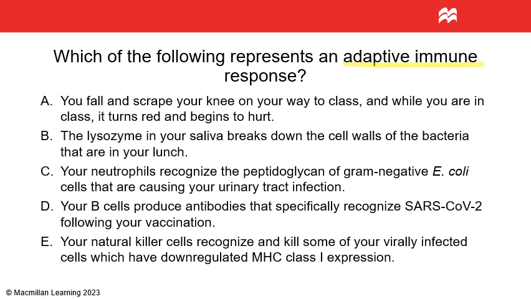D. Those are going to be your B cells. Remember, those are your lymphoid lineage cells, and those are going to specifically produce antibodies. So this has to do with the adaptive system, not innate, right? Antibodies are very, very specific.